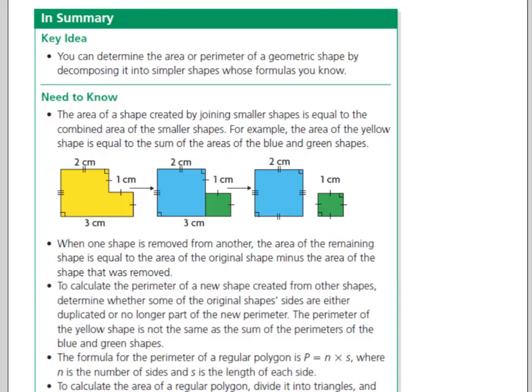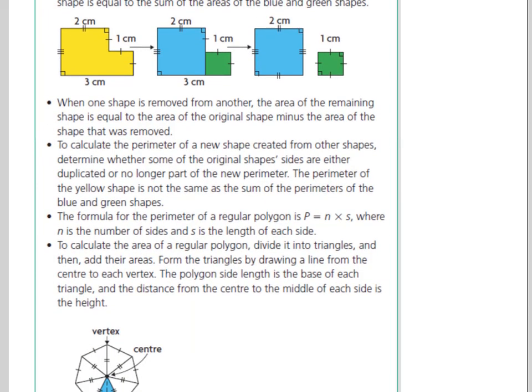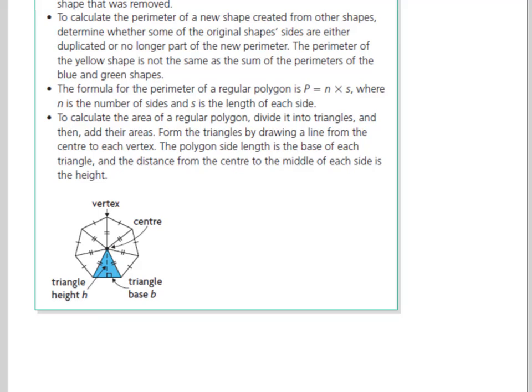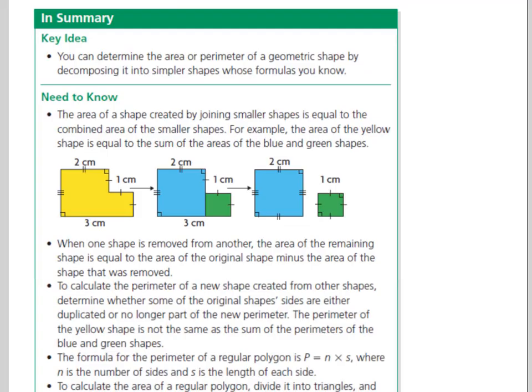Cool. Okay, so quick summary. Things you need to know. It's all listed there. I'll let you read that at your leisure. So you can break down and build up shapes. That's an important idea. There's a couple of pictures here for other ones, but just pause it and take a read of that.